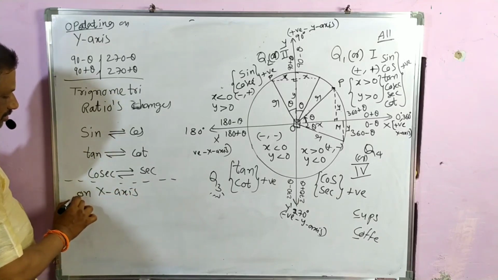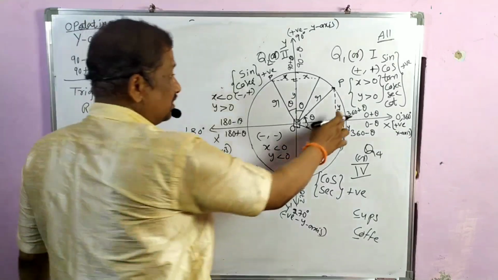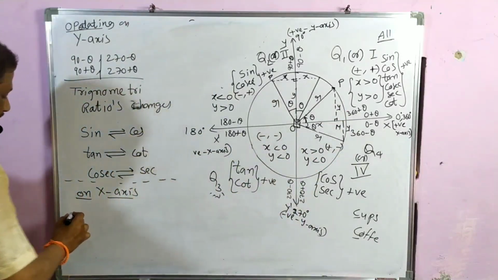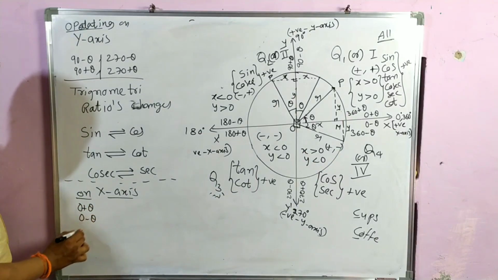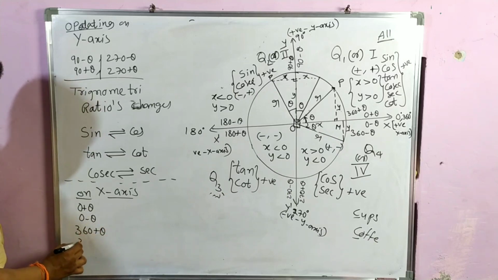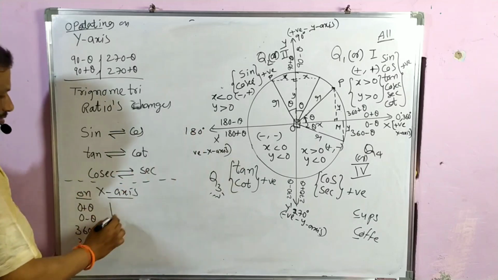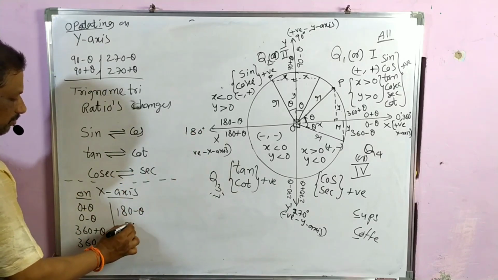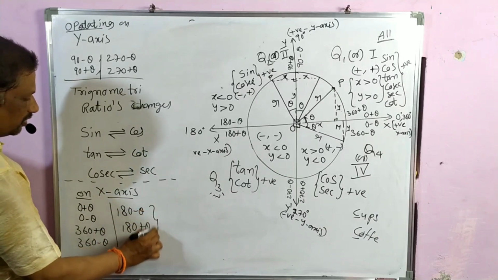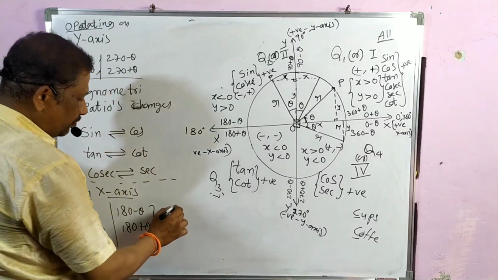ratios do not change. What are the operations on x-axis? 0 plus theta or simply theta, 0 minus theta, 360 plus theta, 360 minus theta, next 180 minus theta, 180 plus theta. So here ratios remain the same.